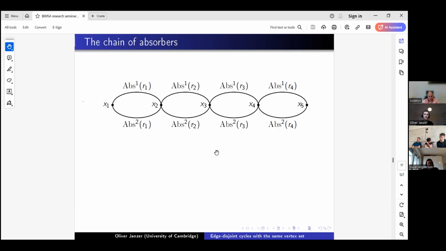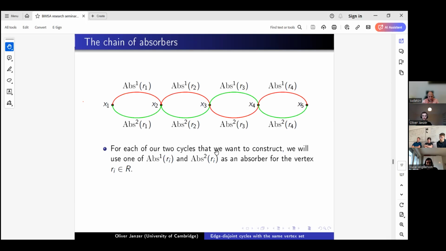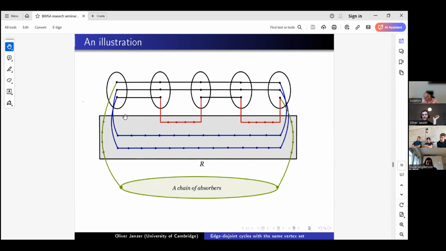And now, how do we build this? So now we have a chain of pairs of absorbers, but we need a chain of single absorbers for each cycle. And I do some allocation, which I can already tell you will be done randomly, and it's crucial that it's done randomly. So the red ones will be used in the first cycle. The green ones will be used in the second cycle. And then for each cycle, we get a chain of absorbers, which is just a path. So from x1 to x5, we get a nice path. And this is what I meant in this picture by the chain of absorbers. Now you can see that it actually is a path for each of the two cycles. So this picture tells you how one of the two cycles looks like.